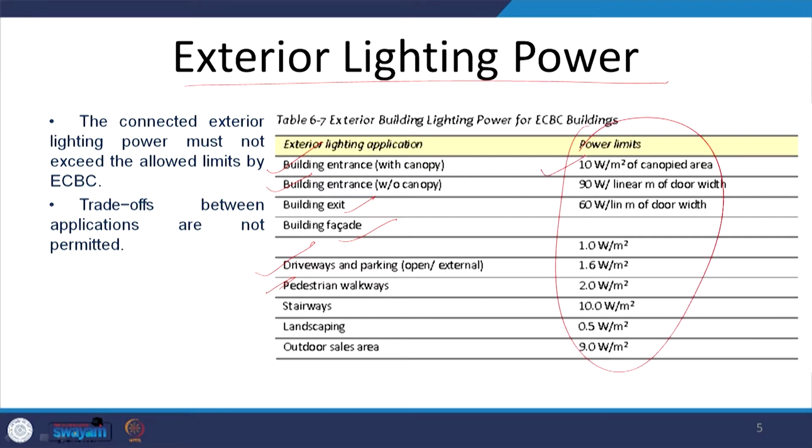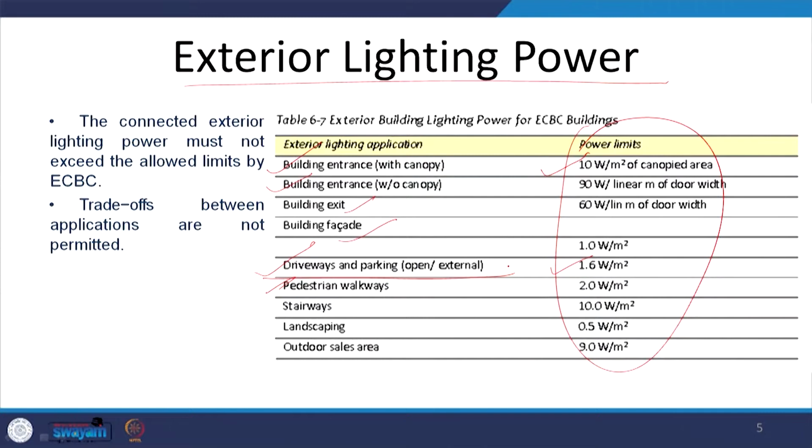So, this is 10 watt per meter square of the canopied area. For driveways and parkings, we have 1.6 watts per meter square, which we can clearly see is much lesser than that of the interior lighting power, because more lighting is required.